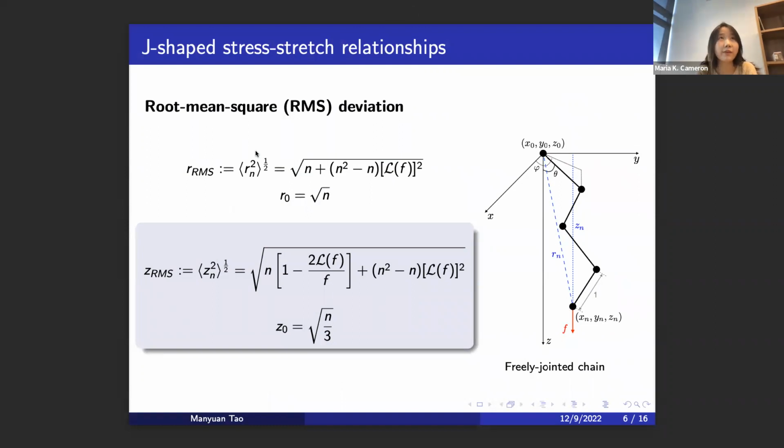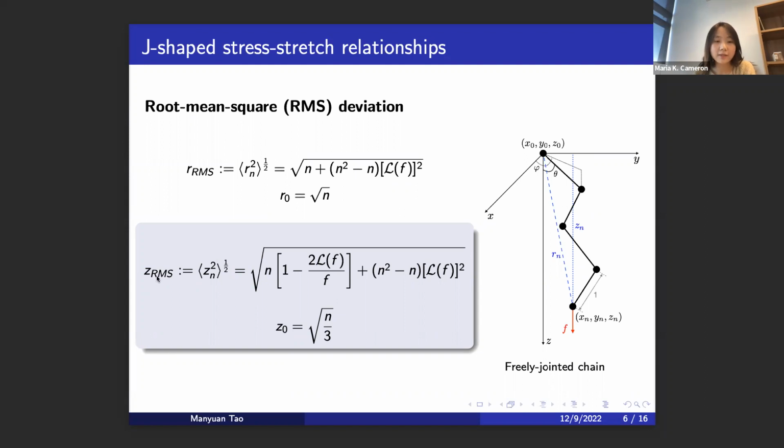In order to obtain a non-zero chain length, we derive the root mean square deviation for the following two quantities. First is Rn, which is the end-to-end distance of the polymer chain. Another is the ZRMS, which is the displacement of the chain in the direction of force. We employ ZRMS as our stress-stretch relationship. And we obtain the initial displacement as square root of n over 3. Here n is the number of Kuhn segments in the chain.